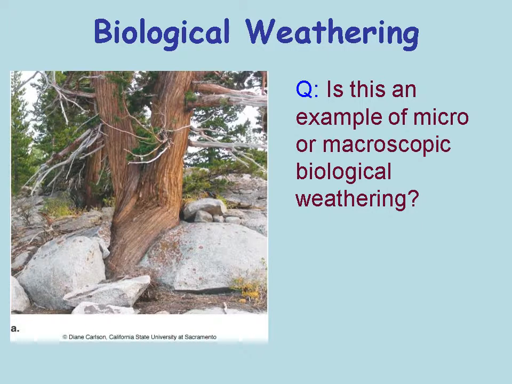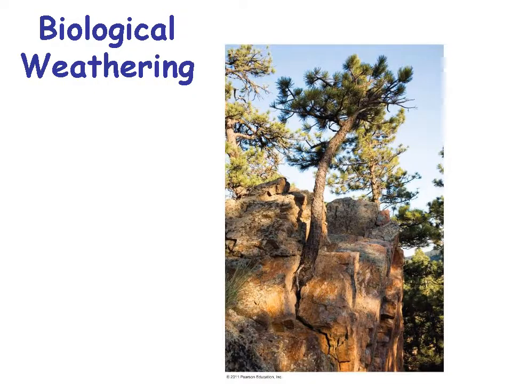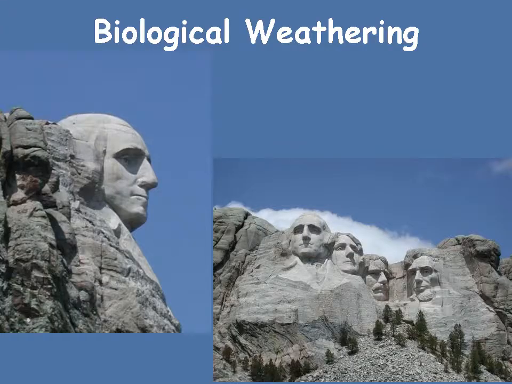Here's an example of macroscopic weathering, because you can see the tree roots, and those roots are forcing the rocks apart. Those tree roots are forcing that rock apart as well. Here's an example of biological weathering by some animals, by people. We've highly weathered that surface of that rock to make the statues of the presidents we see there.